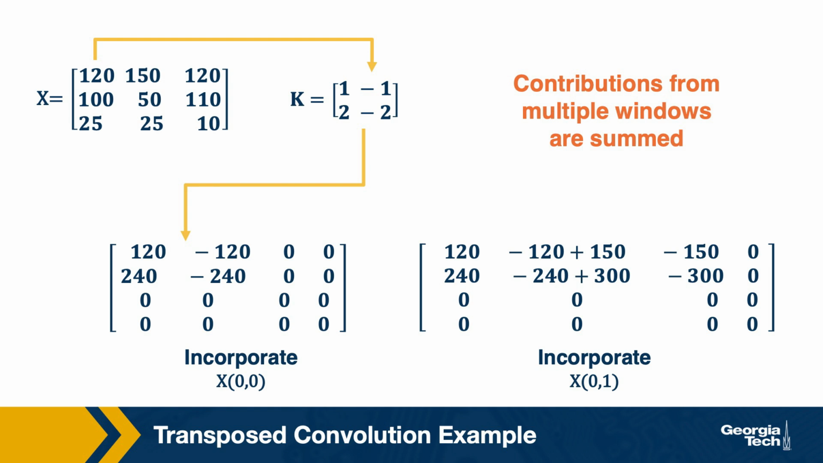We'll move over to the next value, which is 150. And again, we'll stamp that 150 multiplied by the kernel, where we'll have 150, negative 150, and then 300 and negative 300, and we'll stamp that. And again, the areas where these windows overlap, we'll just sum the values. And then you move on to all the values in X, and we won't show the results of all of that, but you can try to work that out.